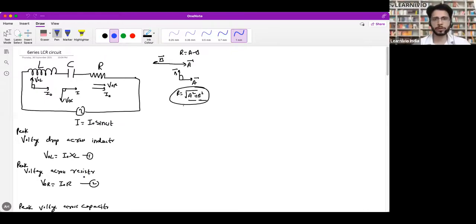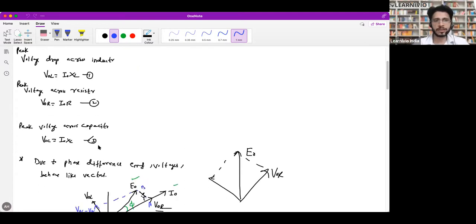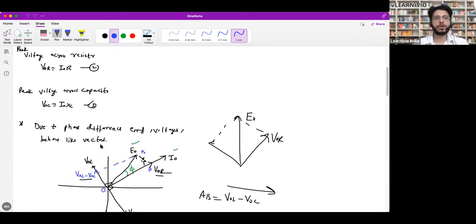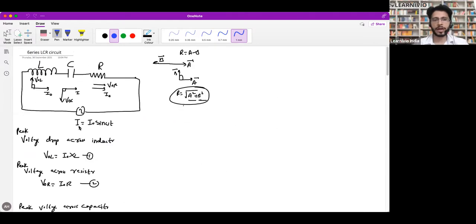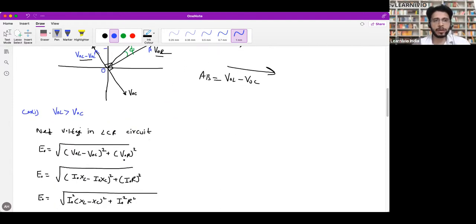Relations that one should remember. So what is a series LCR circuit? You have an inductor, capacitor, and resistor, all connected in series. In a series LCR circuit, the first thing is that you can't add these voltages algebraically. We have three voltages: one across the inductor, another across the capacitor, and a third across the resistor. You can't add them up algebraically. To add them, you need vector laws, so we'll add them using a parallelogram. This is how we add voltages.